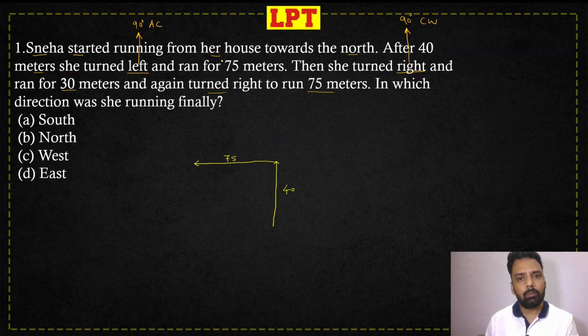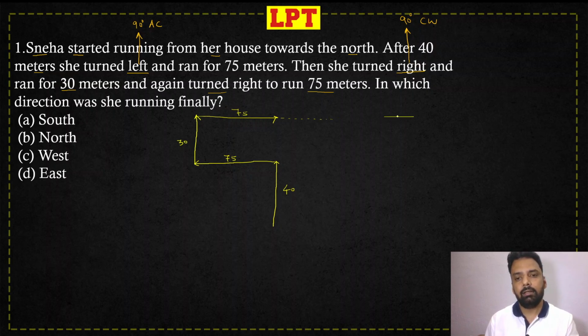First, she started towards the north. After traveling 40, she turned left and ran for 75. Then she turned right and ran for 30 meters. Now again she turned right. When I say right, that means I have to turn clockwise. So right means 90 degree clockwise I will turn, and she will travel 75. Now the question is, in which direction was she running finally? Finally she is running towards the east.